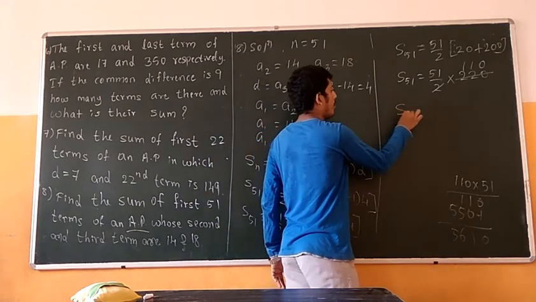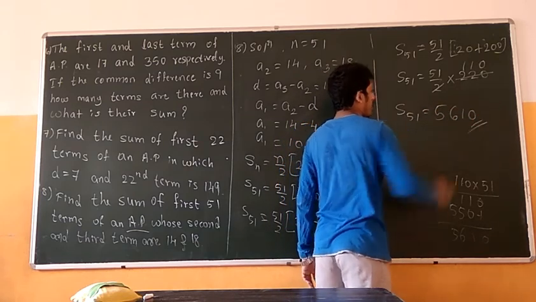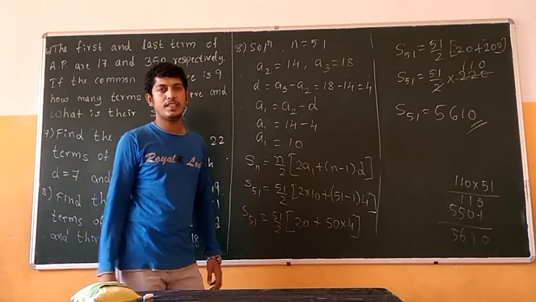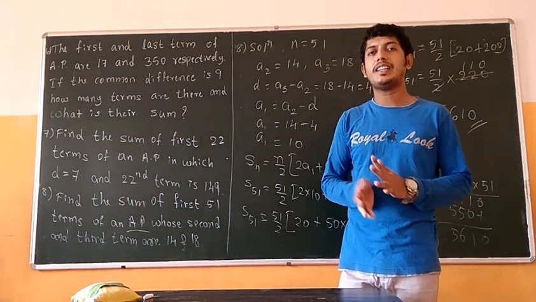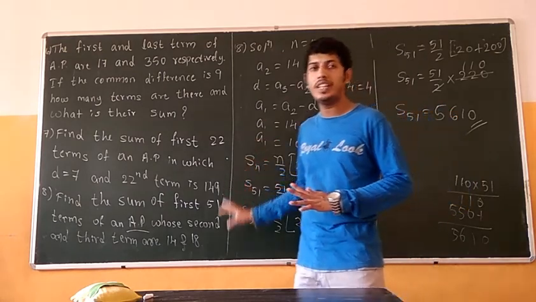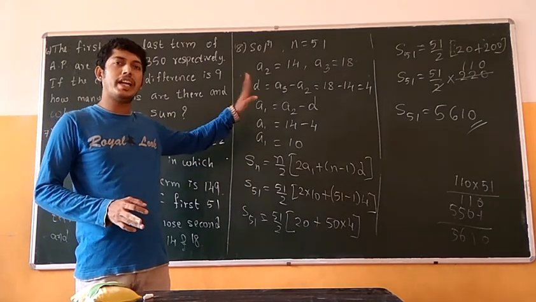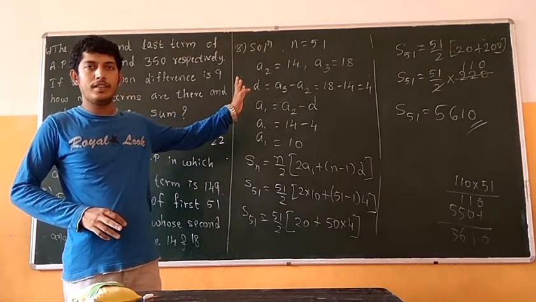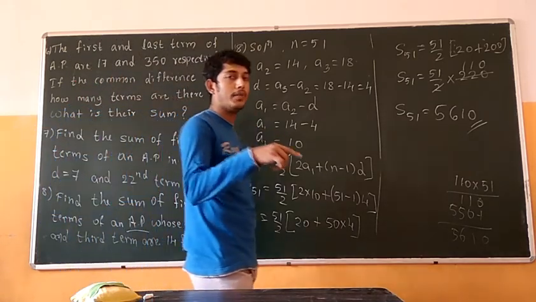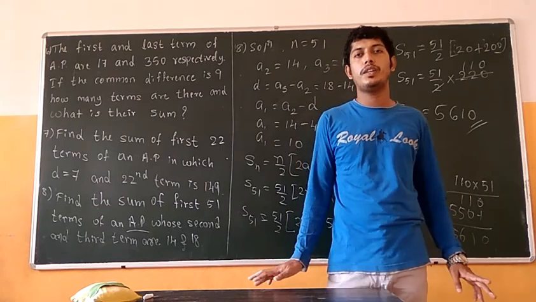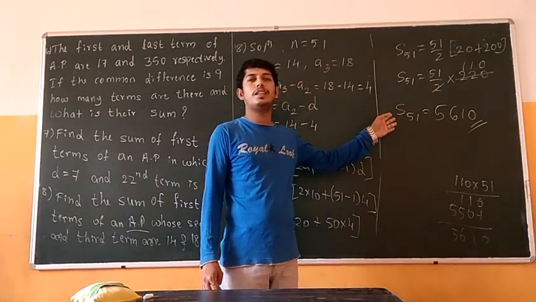So the sum of 51 terms of the series is 5610. Here, with the given values of a2 and a3, by subtracting a2 from a3 we get the value of d. Then by subtracting the value of d from a2 we get the value of a1. By using the n value and the formula n by 2 into 2a1 plus n minus 1 into d and substituting the values, we get the sum of the first 51 terms of the series.